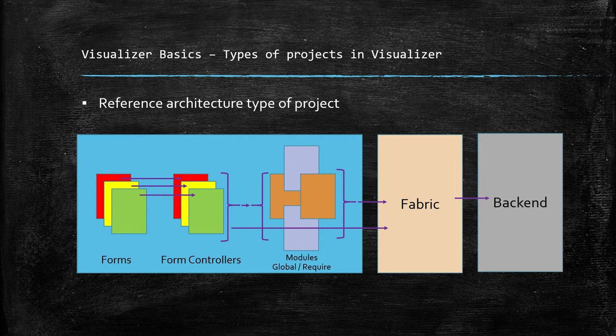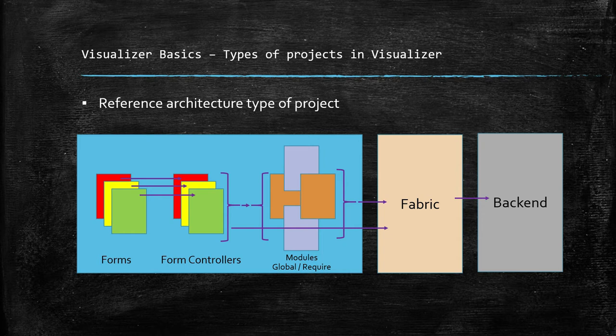Here, the modules can be global, or you can also create modules using require.js, so that you can load a specific JS module only when you want to use that functionality of that JS module, instead of loading all the modules in the initial app launch time.